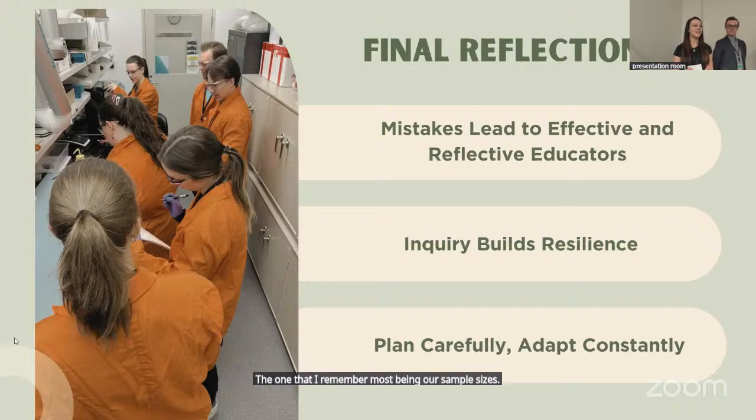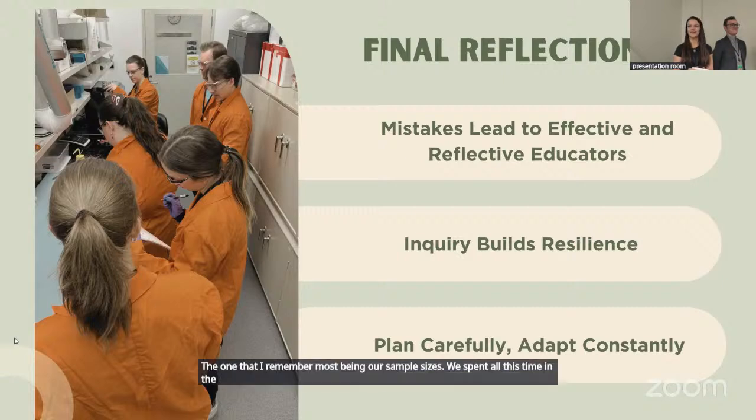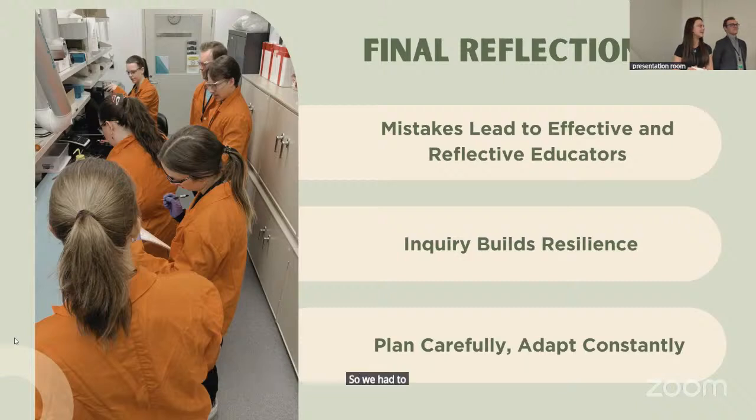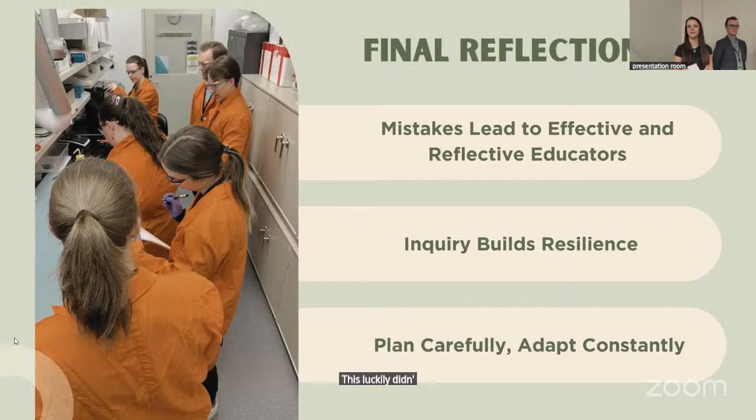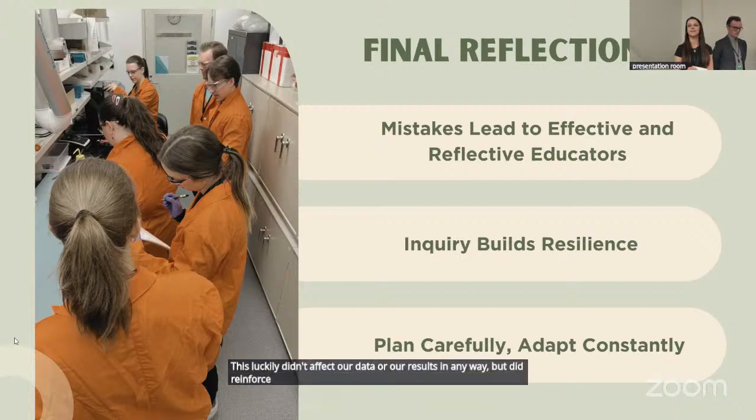We spent all of this time in the lab cutting the eggs and putting them into quarters, and then we get to the day where we're analyzing this data using the scanning electron microscope, and we were told that these samples were way too large. So we had to break them into much smaller pieces so that they could fit into the microscope. This luckily didn't affect our data or our results in any way, but did reinforce adaptation and flexibility to me.